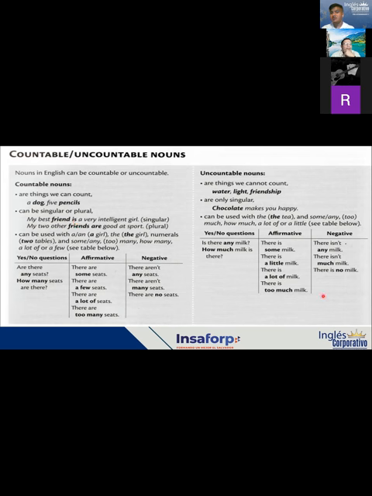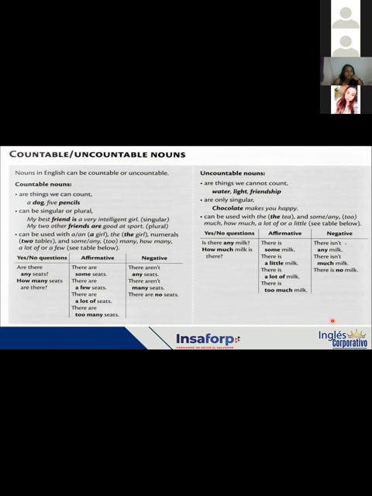So let me see, Tatiana Pleites, can you please help me reading this part? Tatiana? Well, I think she's not there. Norma Marbelli. Okay. Can be used with a fan, a girl, the numerals. Okay, I will read it then.